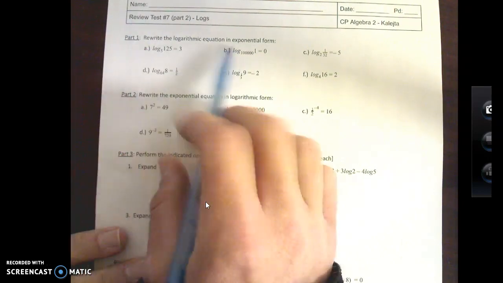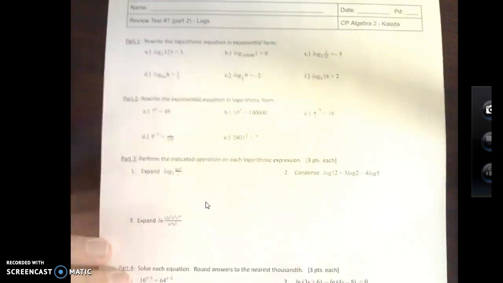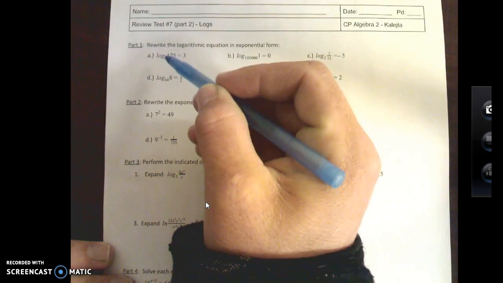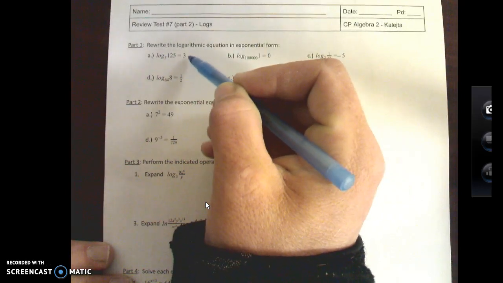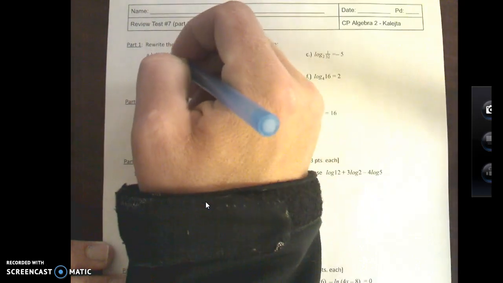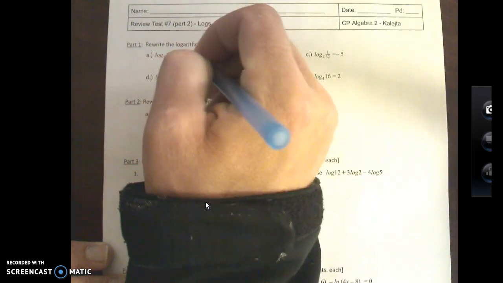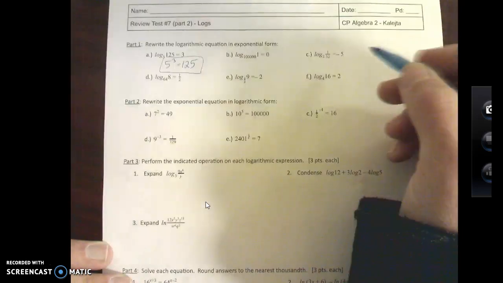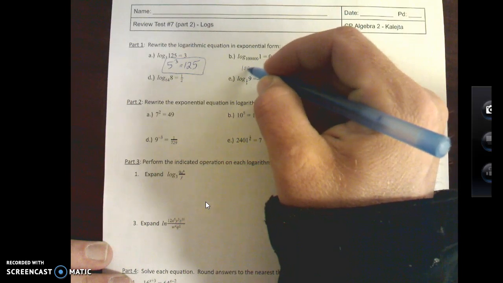So rewriting the logarithmic equation in exponential form, these are super fast and super easy. We are taking the base of our log, 5. You are raising it to whatever that equals, because the answer is always your exponent. So 5 to the third equals 125, and you're done. Okay?